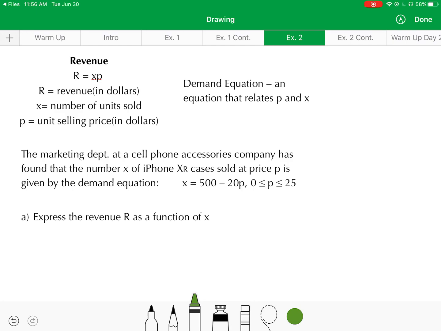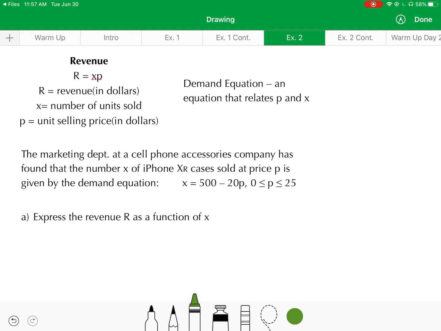So R is your revenue in dollars, X is the number of units you're selling, and P is the unit selling price, okay? So you take the number of units you've sold, you multiply it by the price that you're selling each unit at, that gives you how much money you bring in, right? Well, our number of units sold is often expressed to us in a demand equation. It's an equation that is often used to relate P and X together. We talked about demand equations back when we were looking at linear models, right?